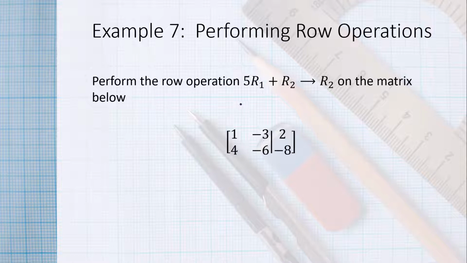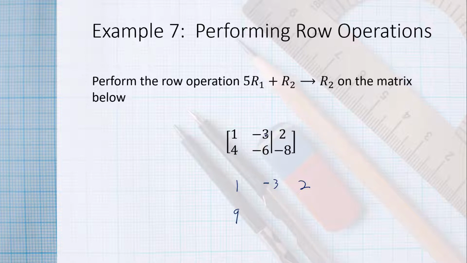And now for this one, we're going to take row 1, multiply it by 5, add it to row 2, and replace it with row 2. So nothing happens to row 1. So we can just go ahead and write that down. 1, -3, 2. Now for row 2, we're going to take row 1, multiply it by 5. So we'll have 1 times 5 plus row 2, which is 4. So 1 times 5, which is 5, plus 4, which is 9. We're going to put that back in row 2. So we're going to have 9 here.